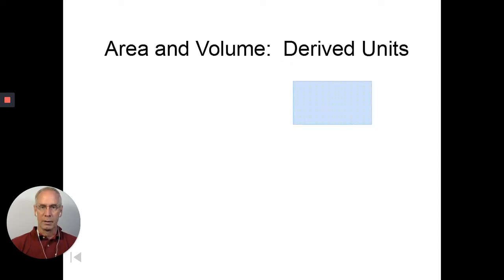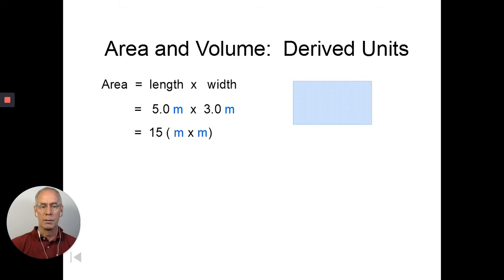So area and volume are what are called derived units. If we were to look at this, area means length times width. So length can be maybe 5 meters, width 3 meters. When you put this together, you get a unit of meters squared, which is not a base SI unit. It is instead what is referred to as a derived unit. So the area for that square would be 15 meters squared.